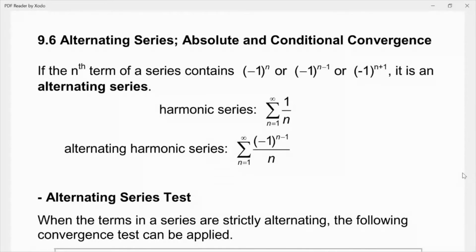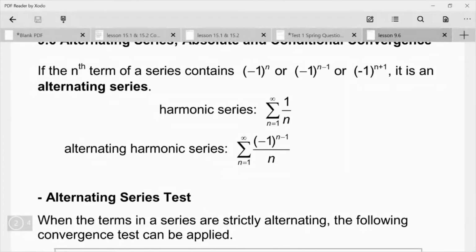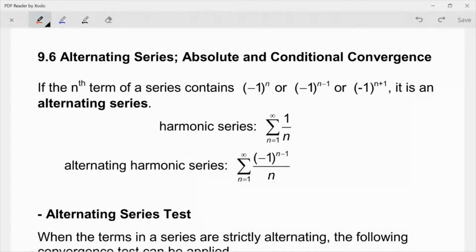When we talk about an alternating series, what we're talking about is a series where the terms are going back and forth between negative and positive. And you can recognize alternating series pretty easily whenever you see expressions that have a negative 1 to the n power, or a negative 1 to the n minus 1 power, or a negative 1 to the n plus 1 power. Those are all going to be situations where you have an alternating series.